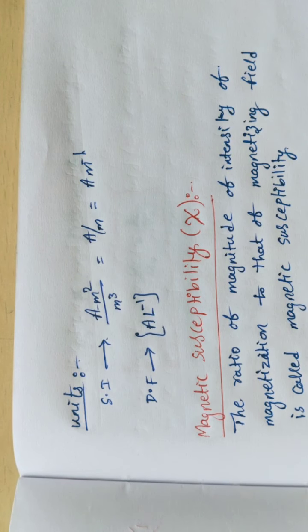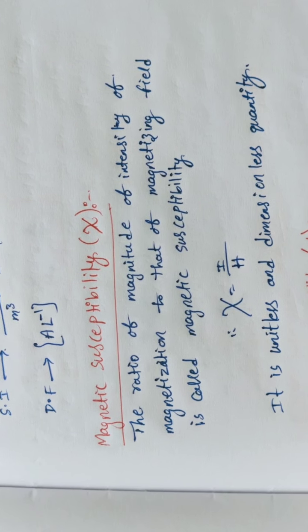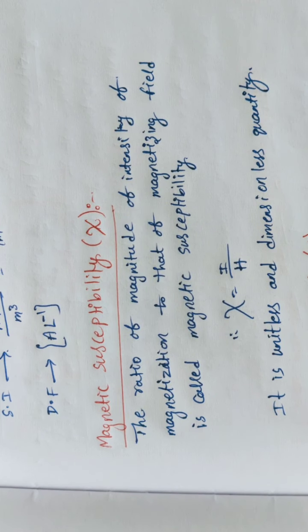After completion of that, we will discuss magnetic susceptibility. Magnetic susceptibility is represented with Xi. Actually, students, this is a unitless and dimensionless quantity. Before going to that, I am representing a few things. We already know intensity of magnetization I and intensity of magnetizing field H. By taking the ratio between intensity of magnetization and intensity of magnetizing field, that value we take as magnetic susceptibility. This magnetic susceptibility is a unitless and dimensionless quantity.